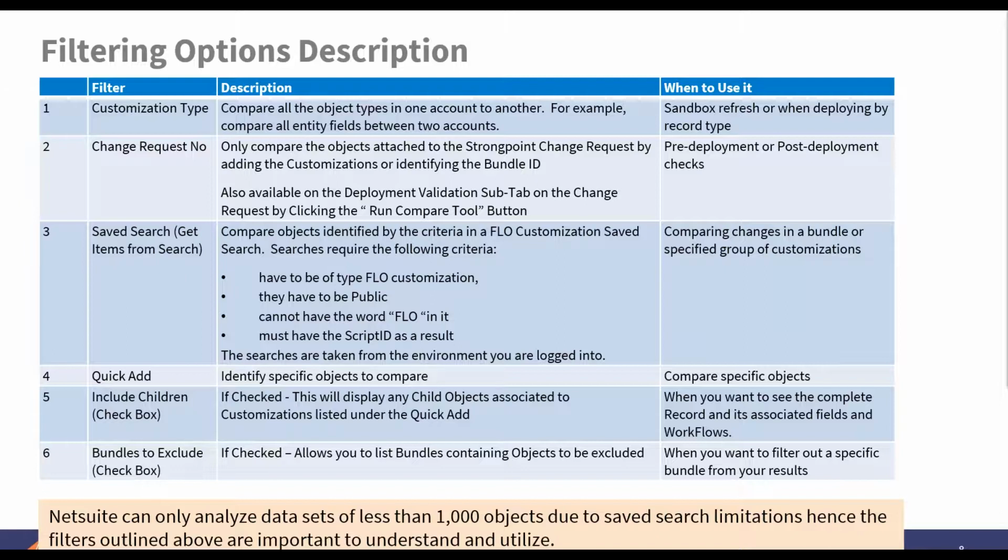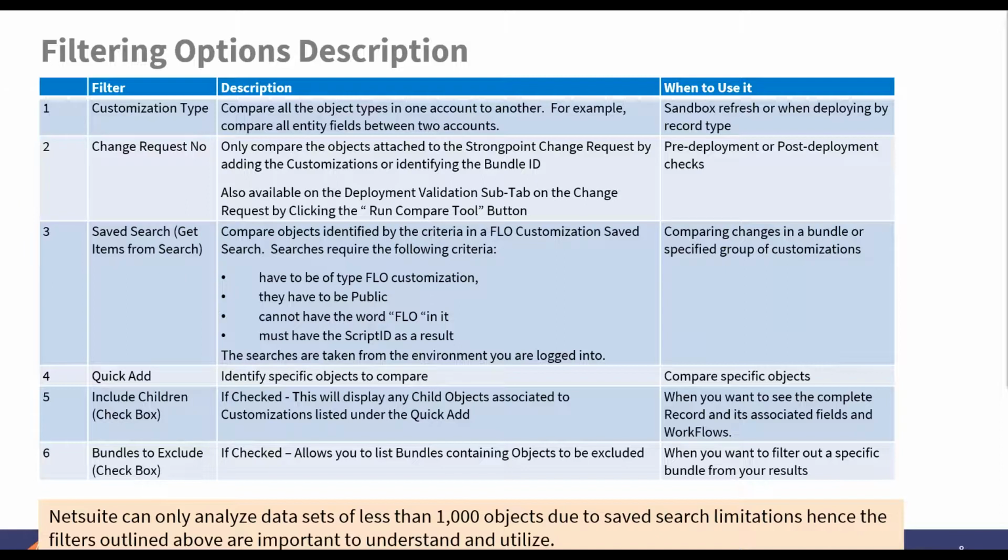The second one is the change request, and this is the one that we're going to be demoing today. For this option, the comparison is only run against the objects that are included on the change request. So if you have 5 customizations on your change request, when you run that environment compare, it will only search for those 5 objects in the source and in the target and do a comparison between the two.